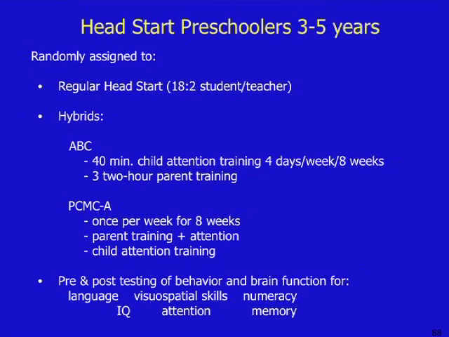So then we made 2 hybrids with each component in it. And I think I'm going to show that in the next slide. So, of course, we had a regular Head Start, too, as a control. We've had small group and everything. So these preschoolers that I'm going to tell you about today were randomly assigned to either regular Head Start or one of 2 hybrids. The ABC, so both involve parents and children. The ABC hybrid is 40 minutes child attention training every school day for 8 weeks and 3 2-hour parent trainings. The other program, parents and children's, making connections around attention.